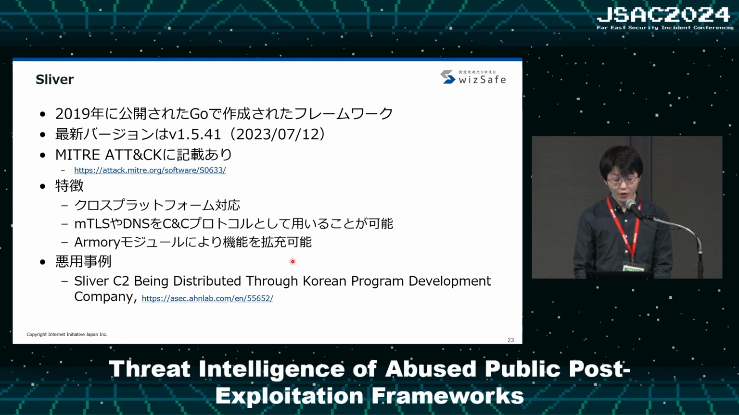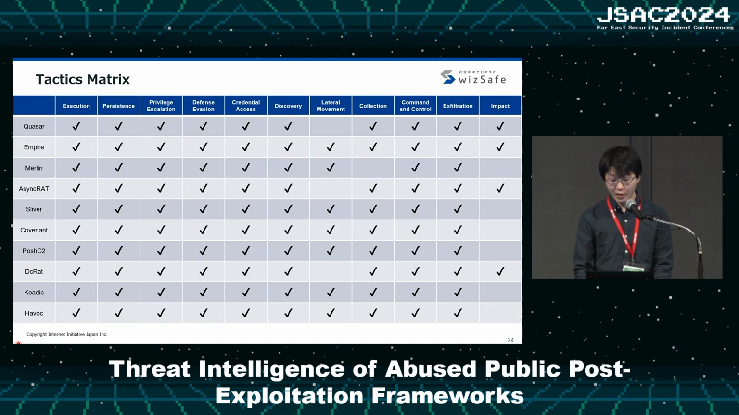Last was Sliver. This is based on Go development, so it can be used cross-platform, and it is also a C2 platform. It can use DNS and mTLS, and they can also expand their features with modules, so a lot of external modules are used for expanding, extending and enhancing the features. And now, this is the mapping of the frameworks and the features.